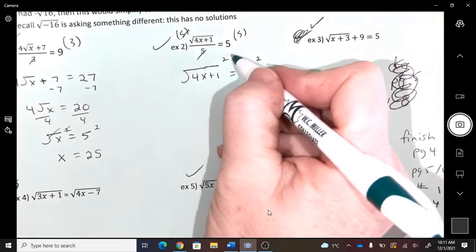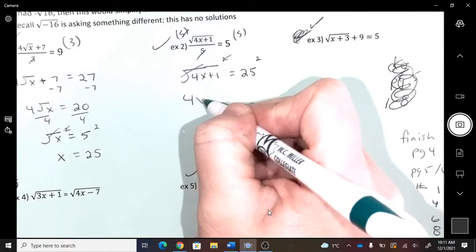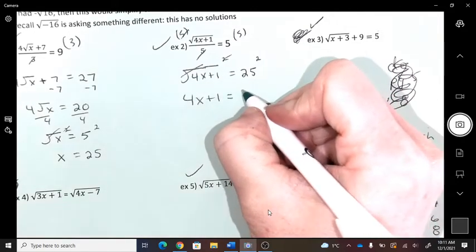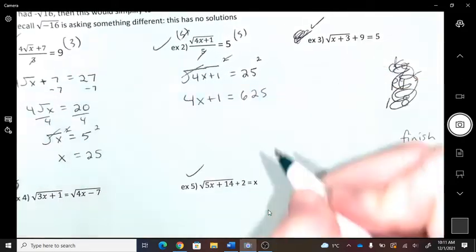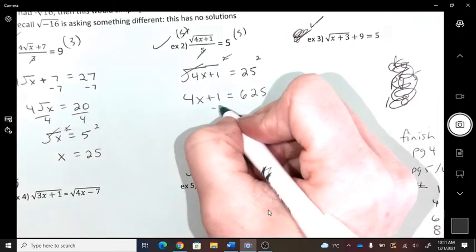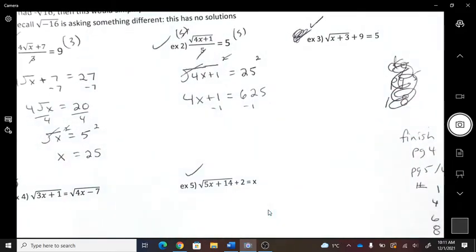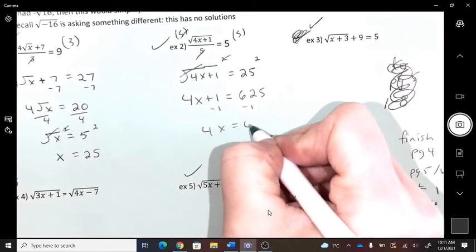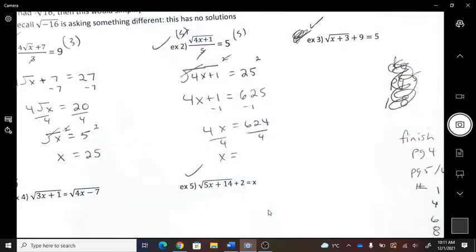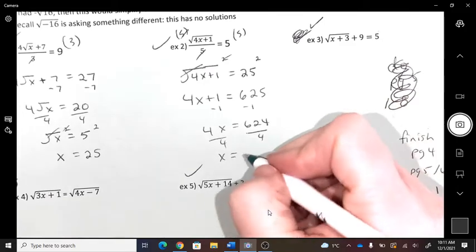Okay, so the square cancels the square root, and you get 4x plus 1. Cole, what's that? I saw you typing. 625. So now I can subtract 1. Do you see how I can do it now, but I couldn't before? 624, and now I can divide it by 4. And what did you say, 156?